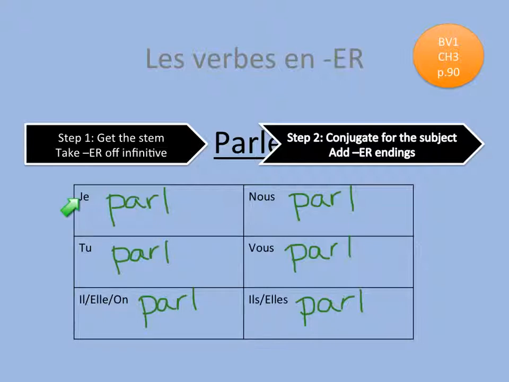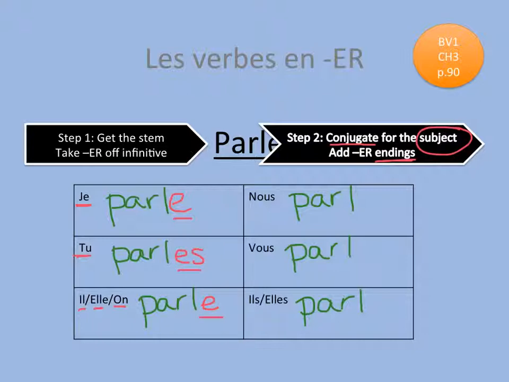Remember, these are my subjects. Je, tu, il, elle, on, nous, vous, ils, elles. Those are my subjects. These are my stems. Parl. Now I need to add endings to conjugate for the subject. So again, my subject here is je, and the ending for je is just an E. The ending for tu is ES. Ending for il, elle, and on is an E. So here we have E, ES, E.